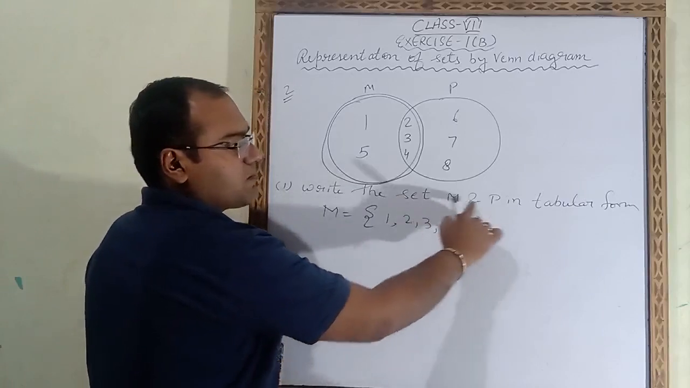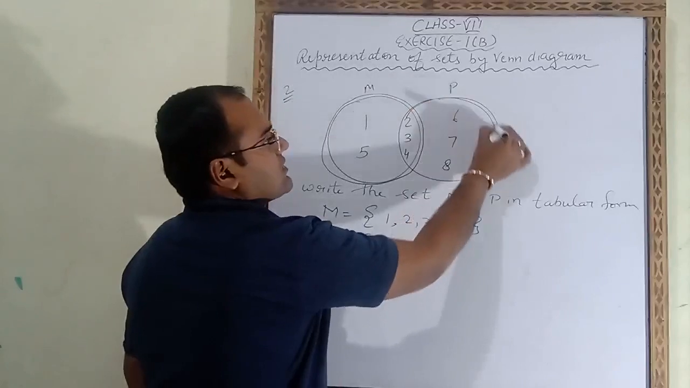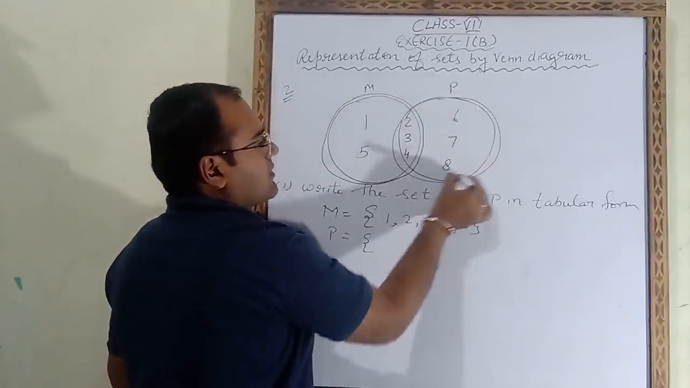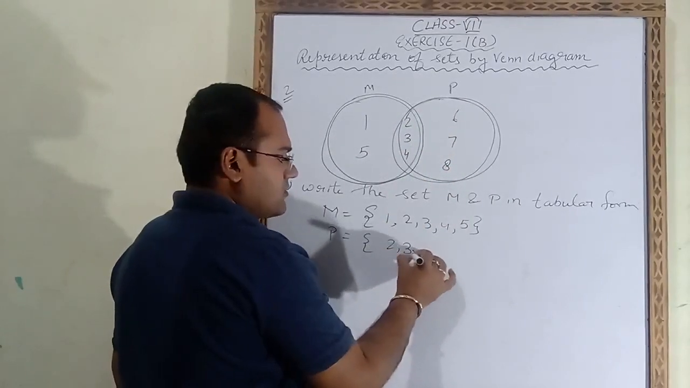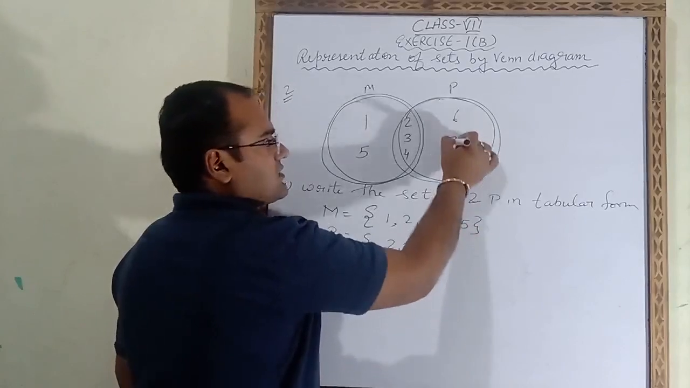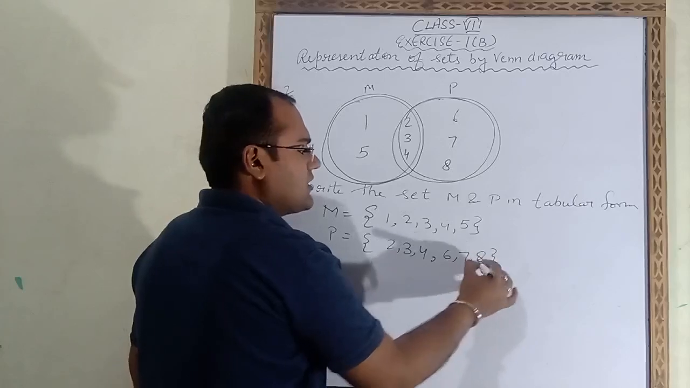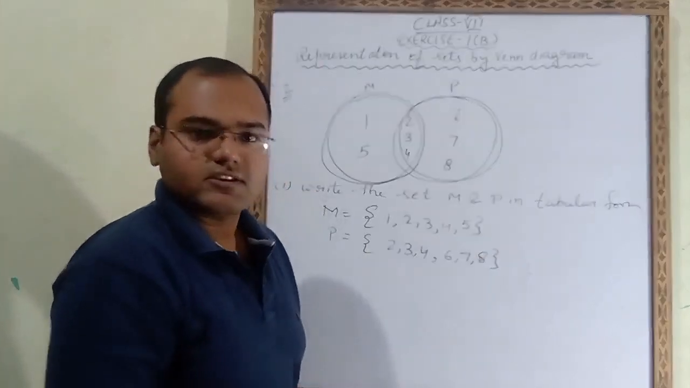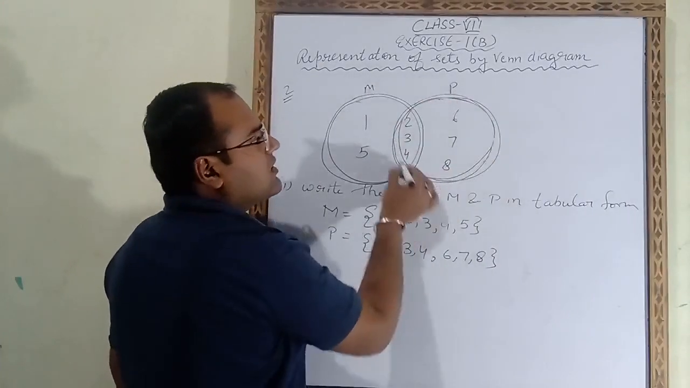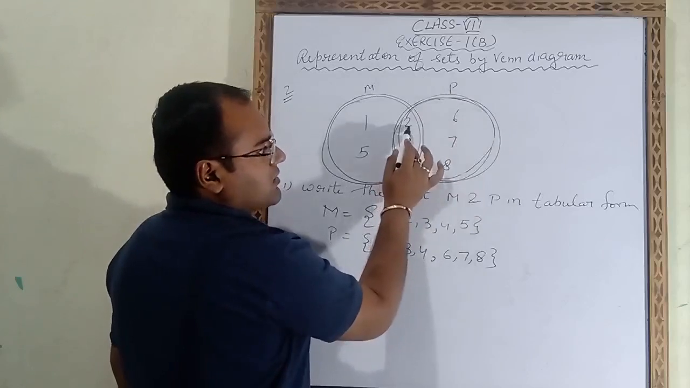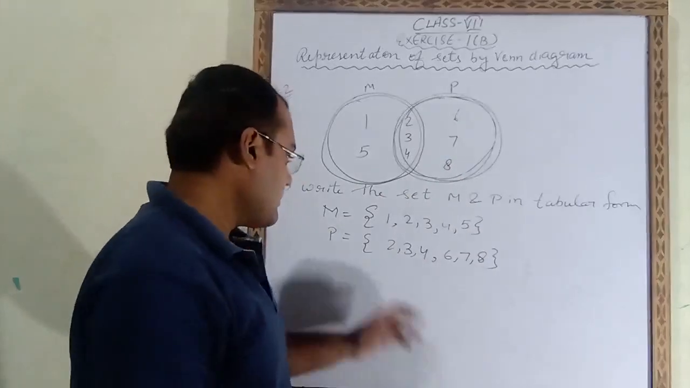Next is we have to write the set P also. So we will write P. Which circle we have to check now? We have to see this circle. This is circle P. So in this circle 2, 3, 4, then 6, 7, 8. These are the elements which are coming in set P. This is the P set. So here, how many numbers are coming in this circle? 2 is coming, 6 is coming, 3, 7, 4, 8. So all these numbers we have to write inside the P set.